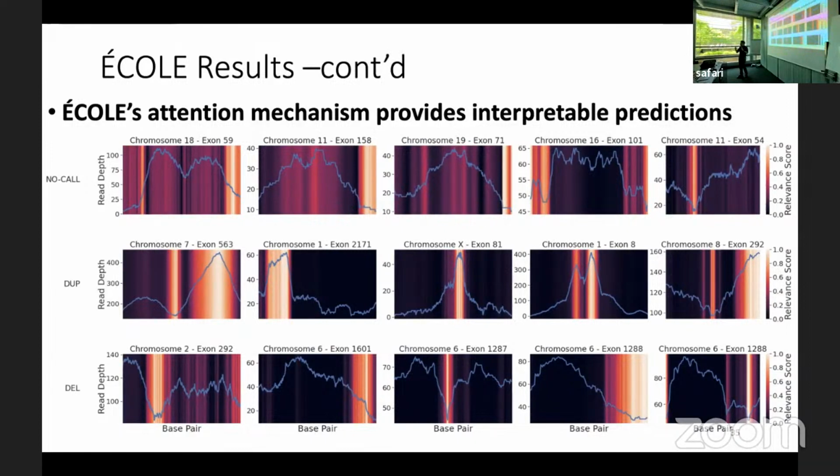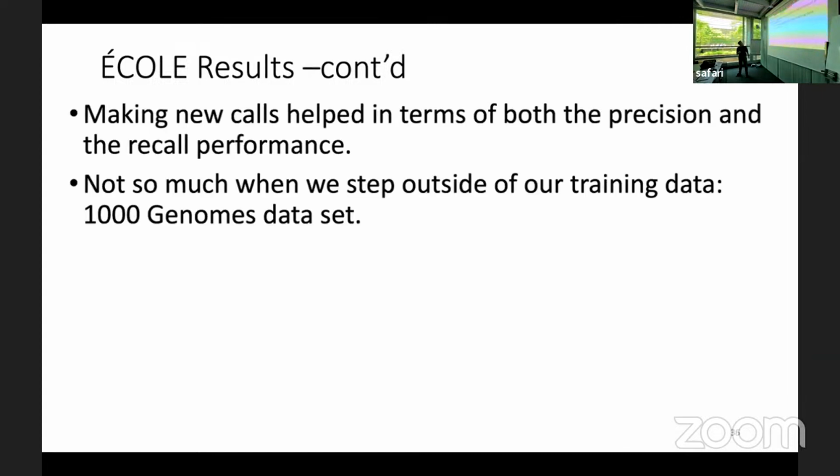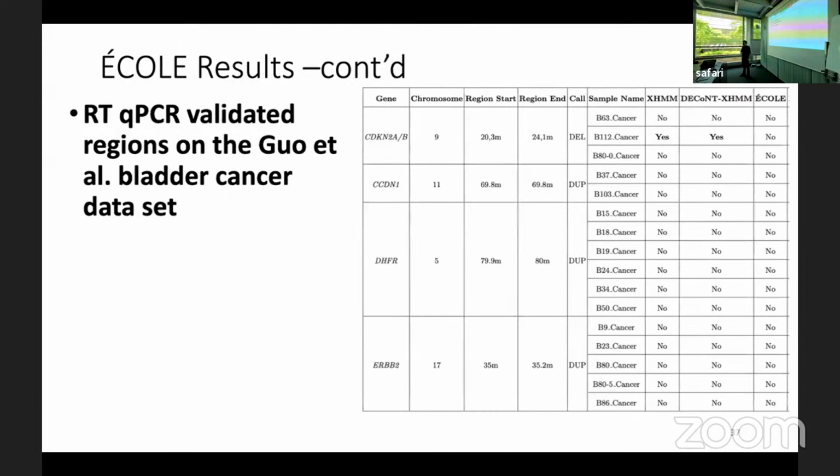And then this is also kind of outputting that, which might be important in a medical setting. All right. So making new calls helped us, and it's nice. Precision and recall are all increased. But then again, going to your question, it doesn't work as well when we step out of our training data, which is the 1,000 Genomes data set. So this is the cancer data set I just showed you in the beginning.